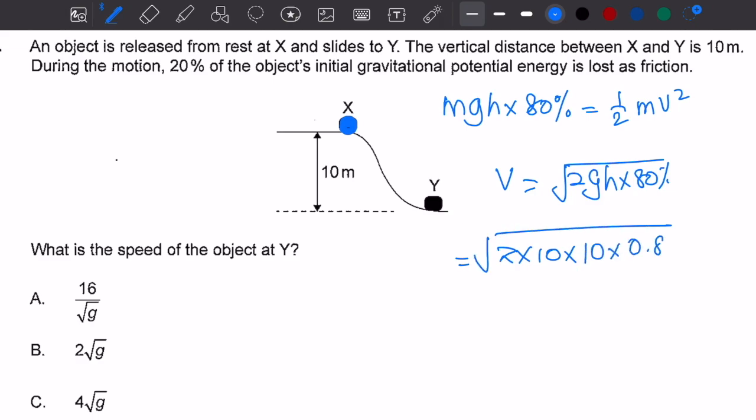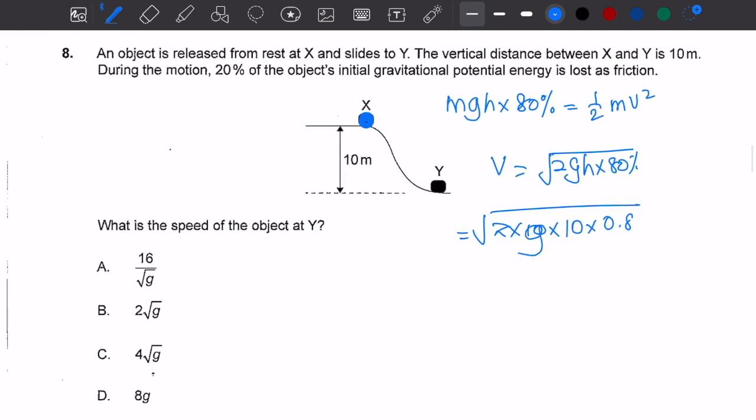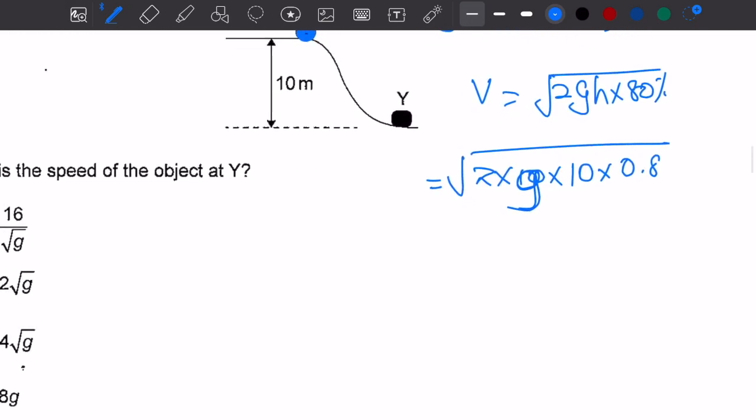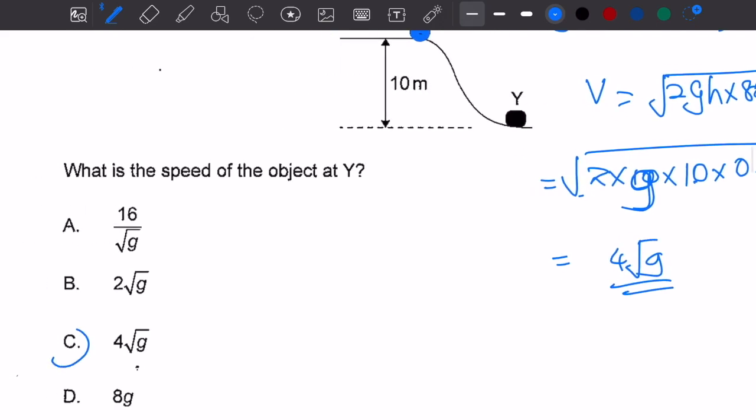If I look at this one carefully, let's take g as g, without putting 10. So this becomes 4 square root g. Answer is C.